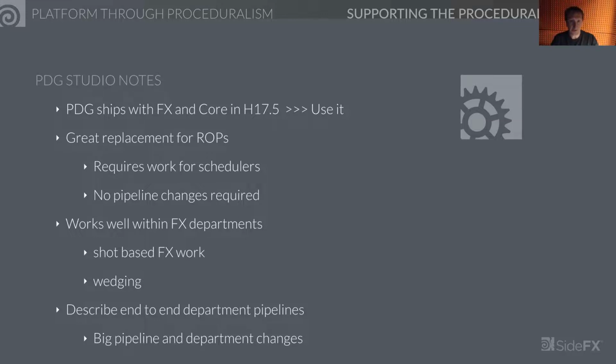And another thing is to describe end-to-end department pipelines. Big pipeline and department changes will be required there, though, because once you start to engage the PDG to do the entire pipeline, you have to buy into this, because it's going to replace or augment a lot of the existing tools of your large facility. But if you're a small facility that currently does not have anything like the PDG in your pipeline, which is a large number of studios and a lot of users on this today, you now have a way forward to build a pipeline dependency graph.